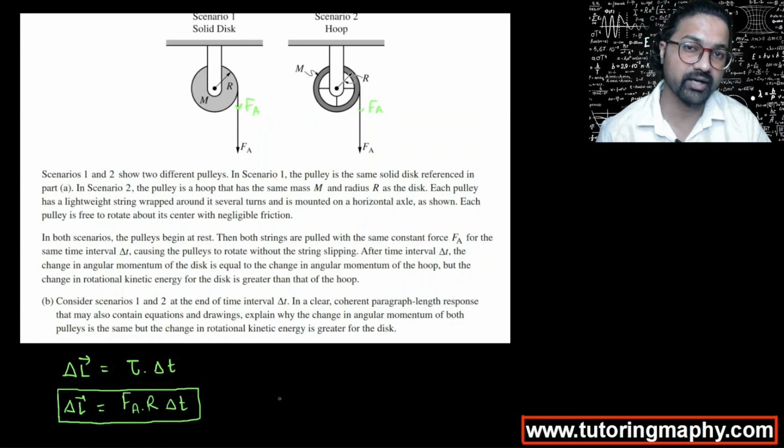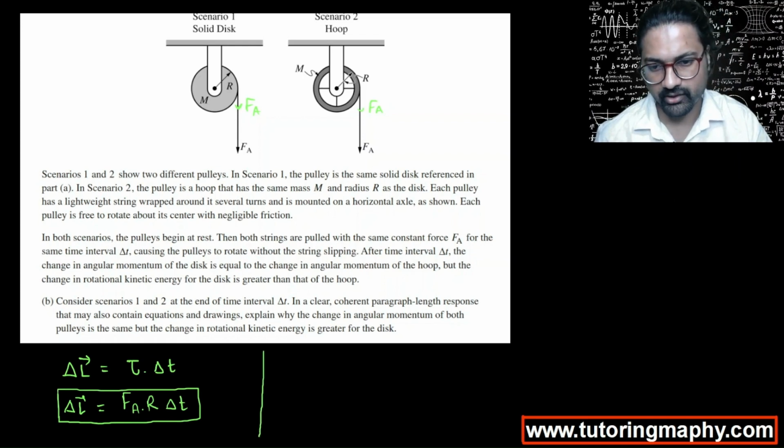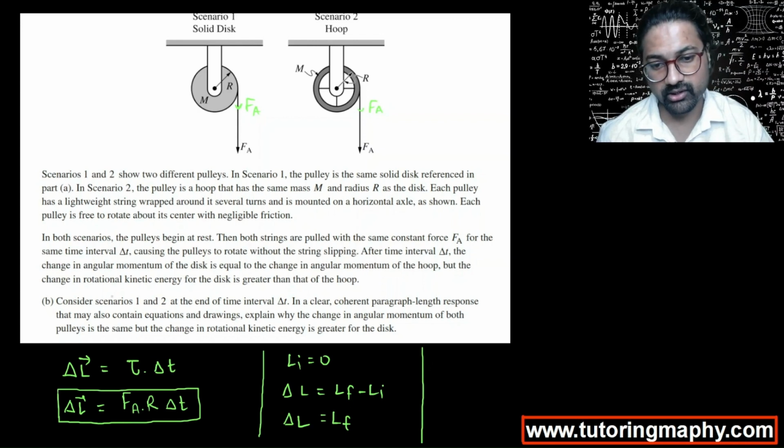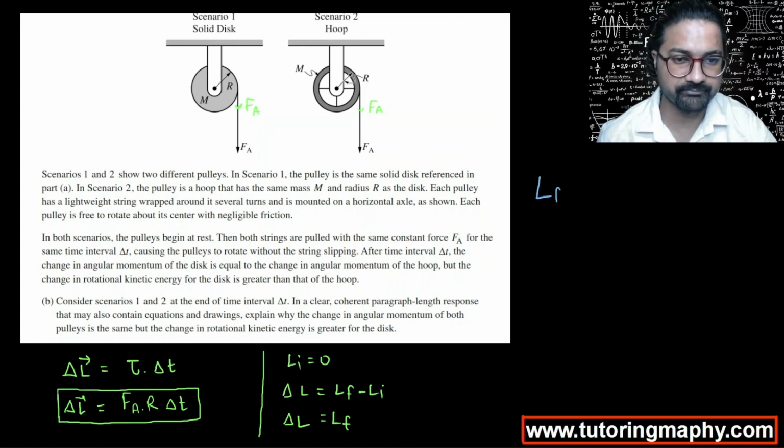Now I'm moving to why the kinetic energy is different. We already know that the initial angular momentum is 0, of course. So Li is 0, and delta L is nothing but Lf minus Li, L final minus L initial. L initial is 0, so can we say that the change is equal to the final one? And don't you think that we also know a formula for angular momentum? Angular momentum is I omega, just like torque is I alpha.